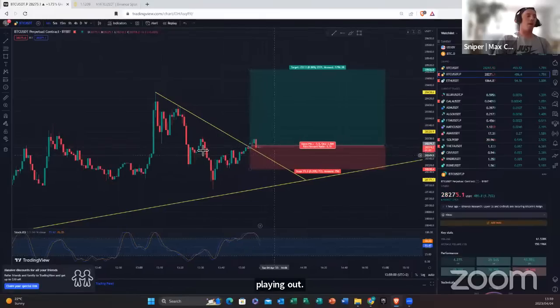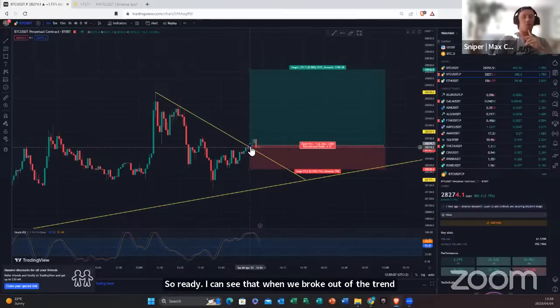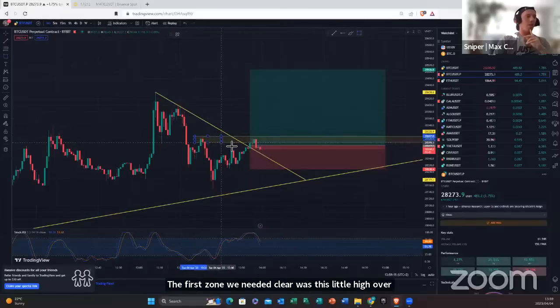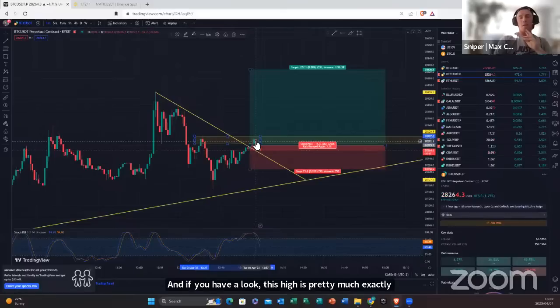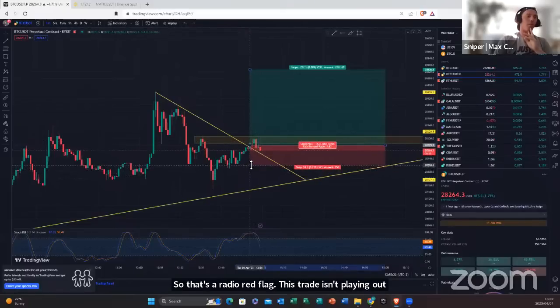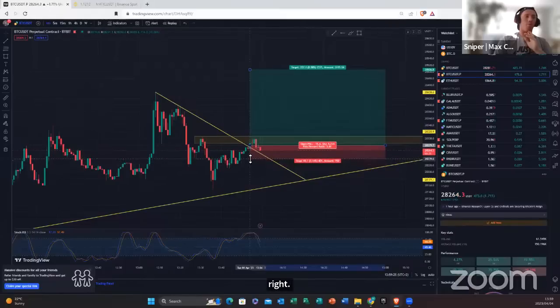So already I can see that when we broke out of the trend, right? As soon as you break trends, you want to clear zones straight away. The first zone we needed to clear was this little high over here, right? And if you have a look, this high is pretty much exactly the same height as that one. So that's already a red flag. This trade isn't playing out right. So I'm going to already probably move my stop up a little bit more to try and protect myself.